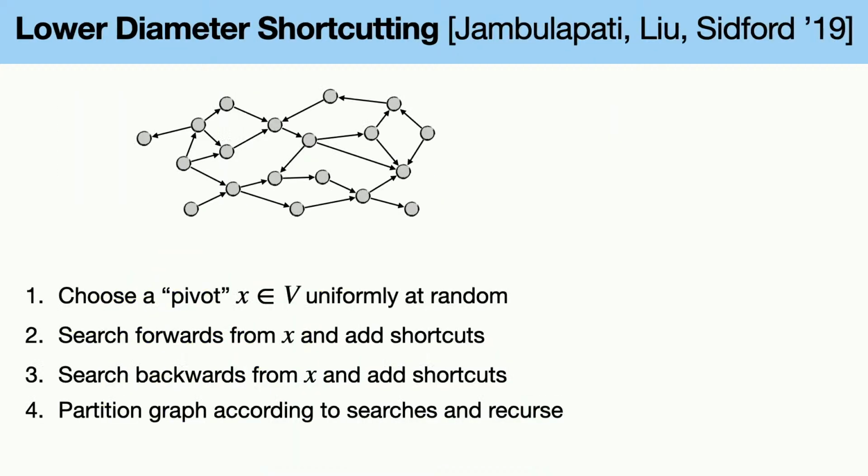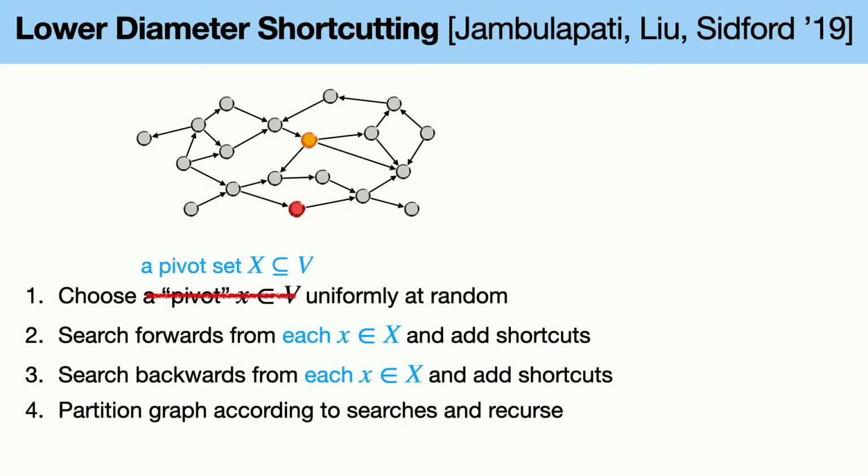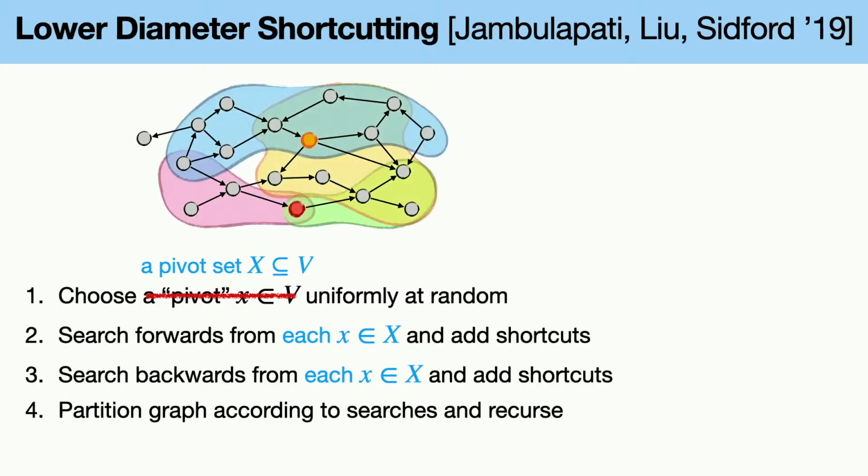Okay, so I want to give you an idea of the Jambulapati, Liu, and Sidford improvement. So this was my algorithm again. All they do is they choose more than one pivot, and then you search forward and backwards from each pivot that you chose. And you partition the graph in the way you would expect. So something like that would be the result I get for this example. There would be too many shortcuts for me to draw in the slide, so I'm not drawing the shortcuts here. But this will then split the graph into a lot of pieces. Like I have this piece here where these two searches overlap, this piece here where these two searches overlap, this piece here where only that one search hits it, and so on. Okay, so that's the change you need to do.